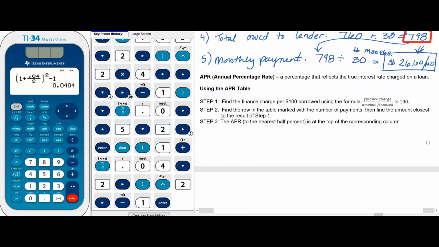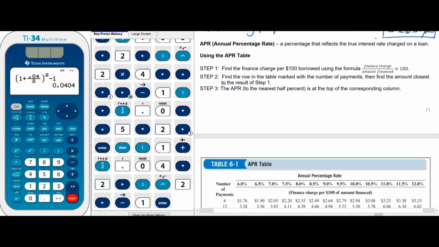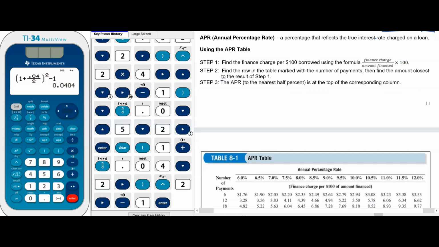Okay, so the next problem we're going to do is figure out the annual percentage rate. It can be really tricky when you're taking out a loan to figure out the true interest rate that's charged on the loan. By law, credit card companies and lenders are required to advertise an APR, annual percentage rate, and that allows us to make good decisions about what we're borrowing and what loans we take out, maybe what credit card you want to get. You always want to find the one with the lowest APR.